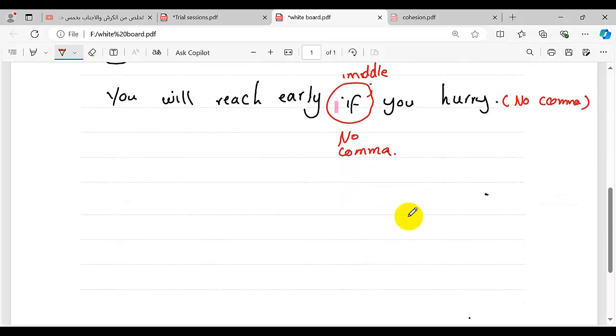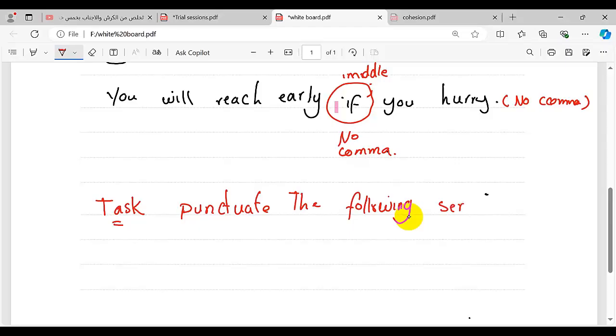The task now is to punctuate the following sentences properly and correctly. This is task number 1. I'm waiting for you to punctuate the sentences I'm going to share on the screen.